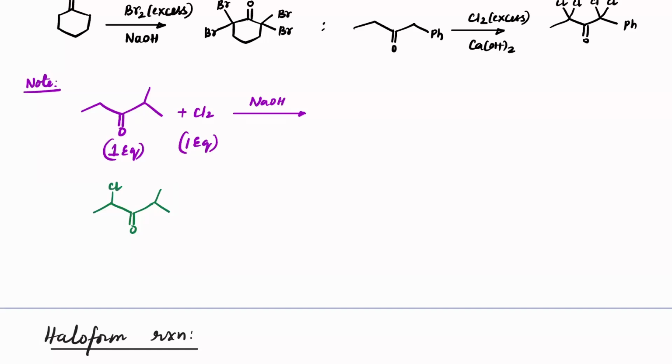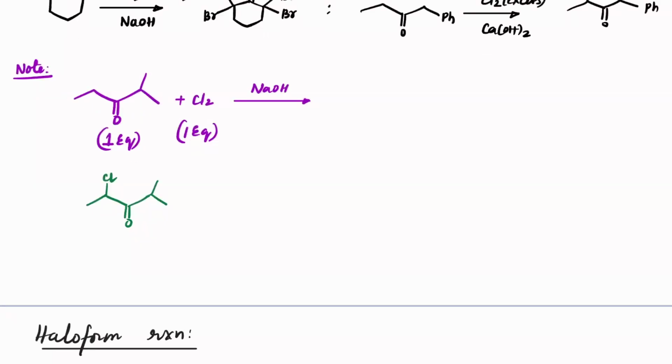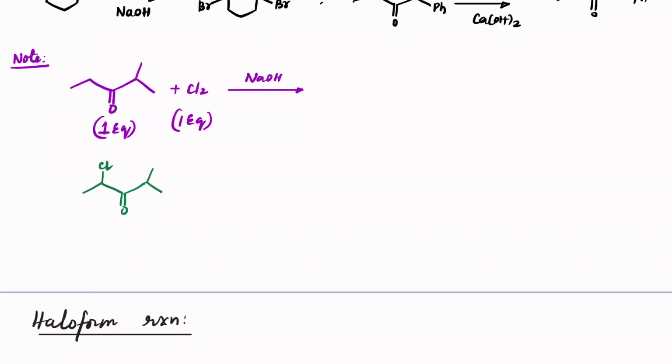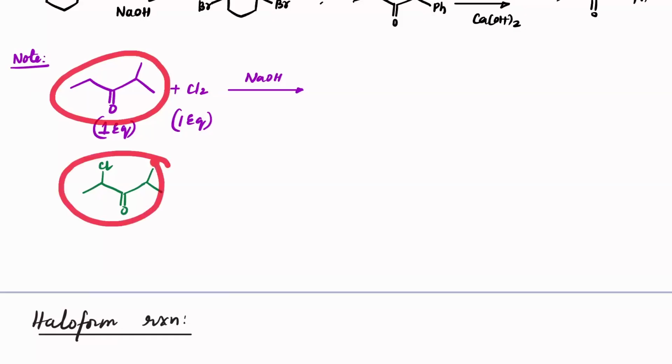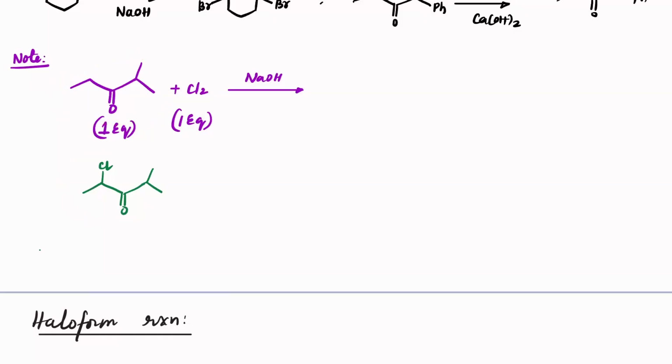Everybody, the first chlorine will come here. Well, that's good. First chlorine is coming here. But now the second molecule is approaching. When the second molecule is approaching, you have to notice the enolate form of this and the enolate form of this one. The enolate form of the first one is like this. The enolate form of the second one after chlorine is this way.